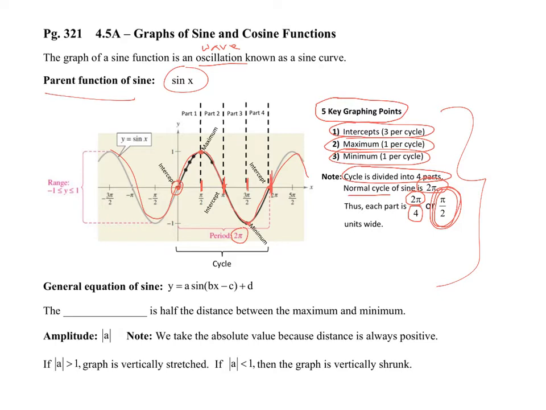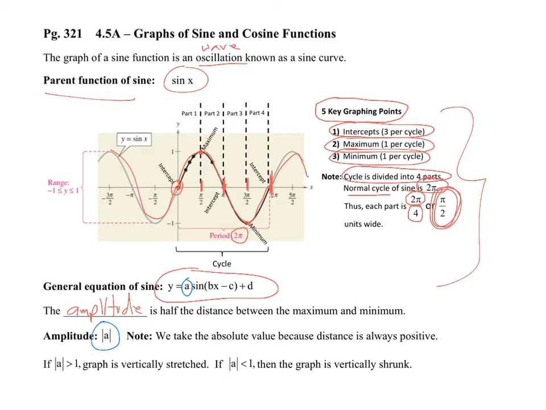So here's the general equation of sine. Seems like there's a lot going on there, but when you break it down, it's actually pretty simple. First thing we need to understand is the amplitude. It is half the distance between the maximum and the minimum. That's your A value here. And now why do we take the absolute value? Because distance is always positive, so we just take the absolute value.